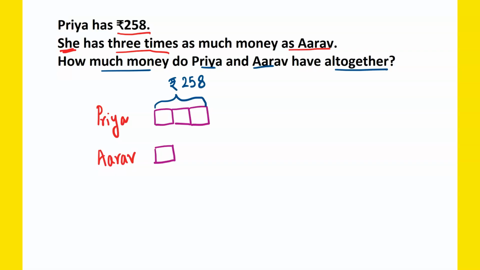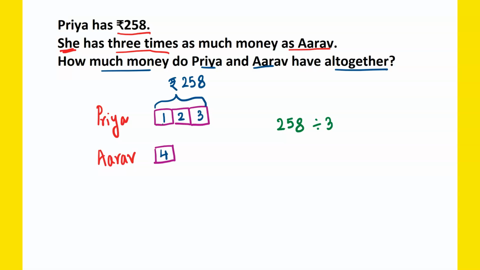So we can see there are 1, 2, 3 and 4 equal sized boxes. If we find out the value of one box, we can multiply that by 4 to find out the money they are having all together. So let's divide 258 by 3 because the value of 3 boxes is 258.